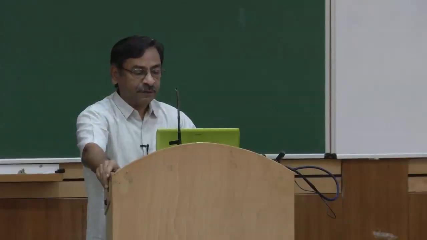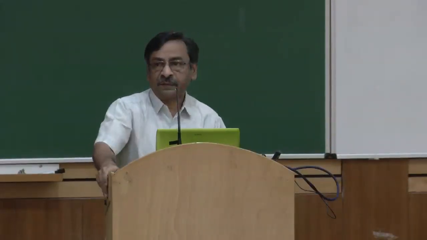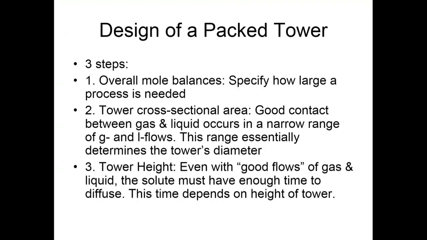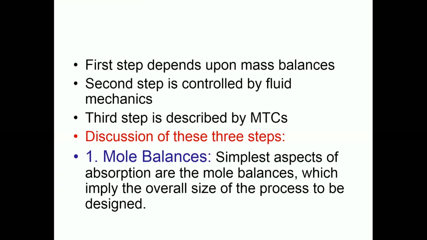So, these are the first three broad steps: overall mole balances or overall size of the process, tower cross section area, and then height of the tower. Keep this in mind. Within these there are many aspects, so we will look into those now. The first step is dictated by the mass balances, the second step by fluid dynamics, the third one is described by mass transfer coefficients or mass transfer.